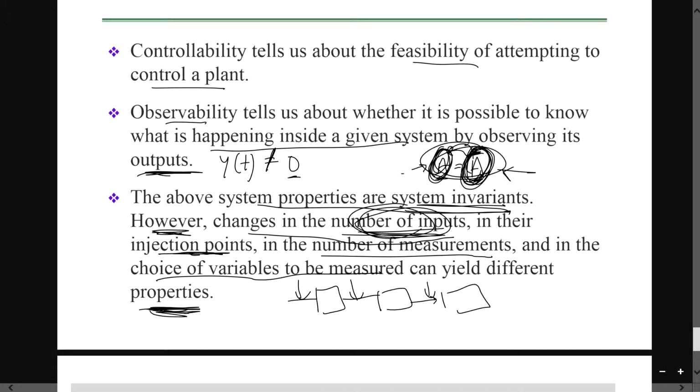Because you are in one domain, this is in the A domain, this is in the A bar domain, therefore different inputs will affect different stuff for different cases. So you may need to understand this also.